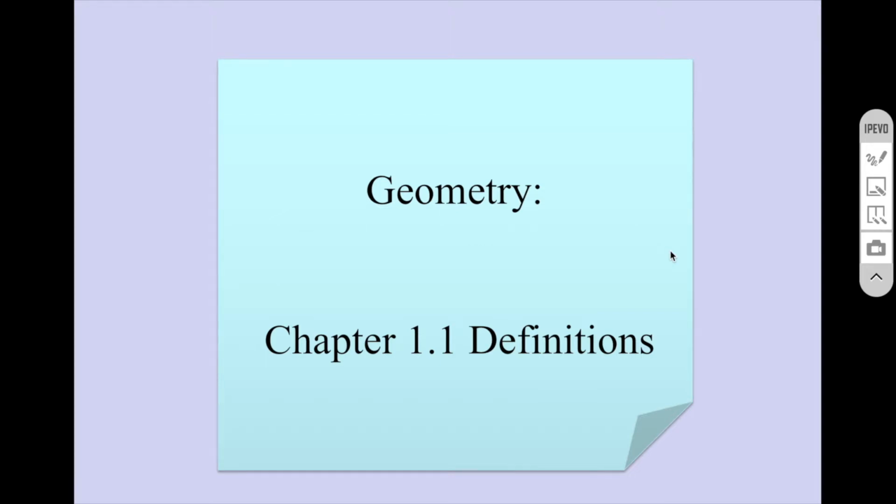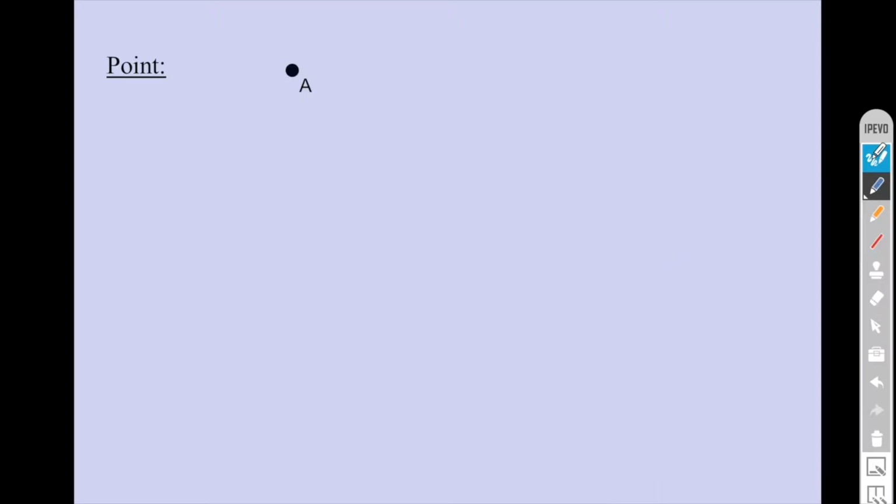Hello, let's talk about some basic geometry terms and definitions. First one we're going to discuss is a point, which represents a location in space indicated by a small dot, usually having a capital letter with it. If we're going to name this point, we're going to call this point A.